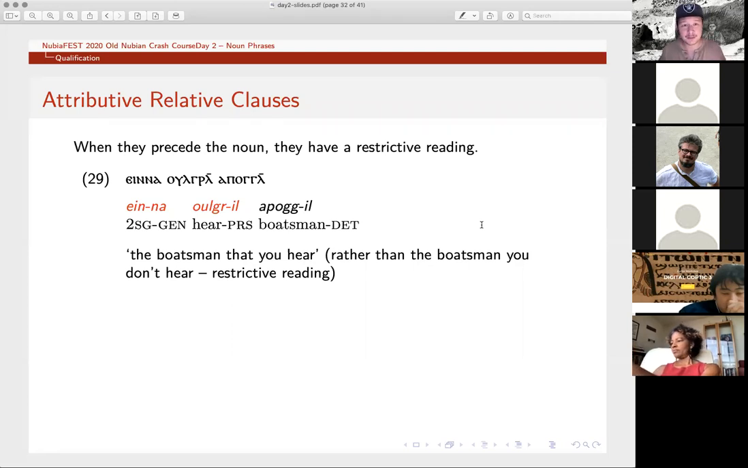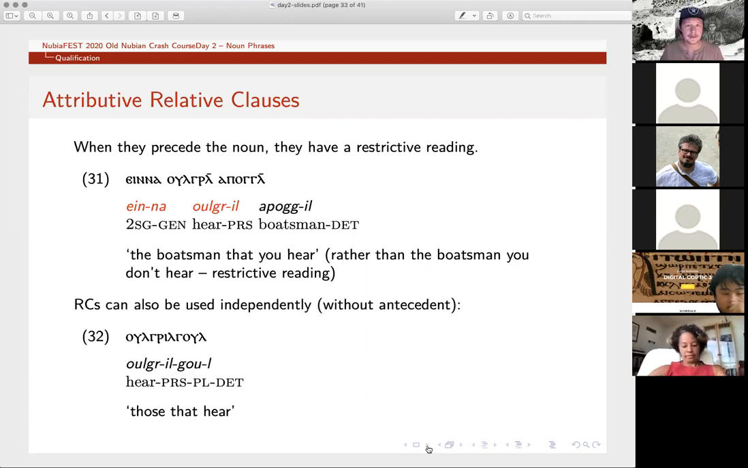For translation purposes, it doesn't really matter because English doesn't make any distinction. Maybe other languages do, they probably do, but English doesn't. So in the English translations, as you can see, you don't really see any difference.